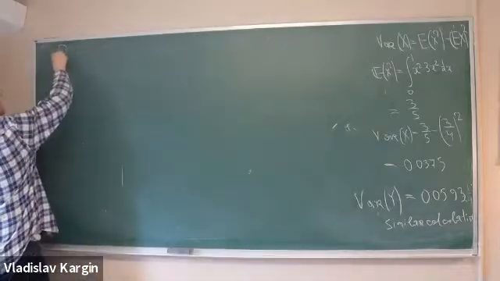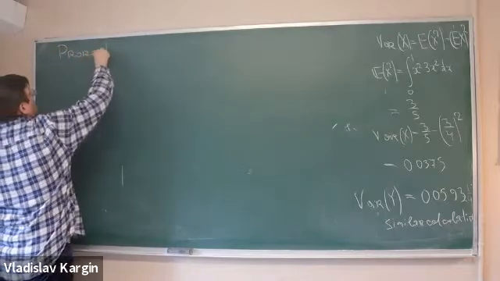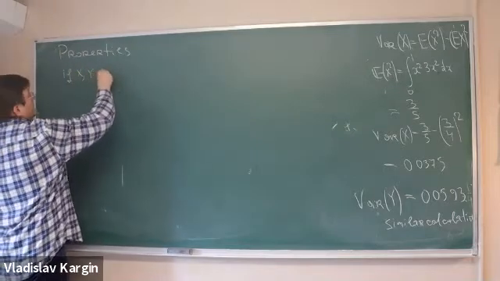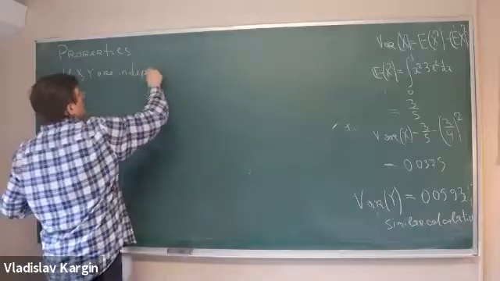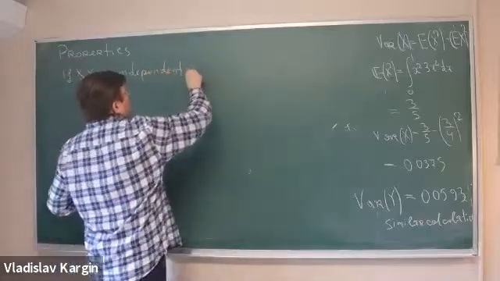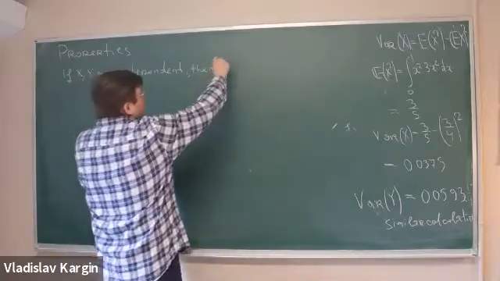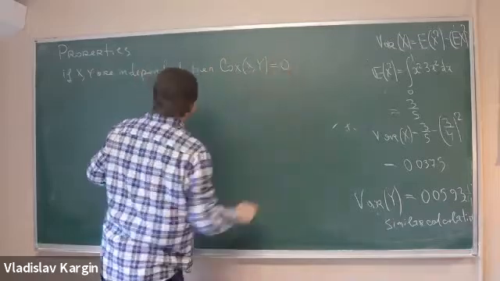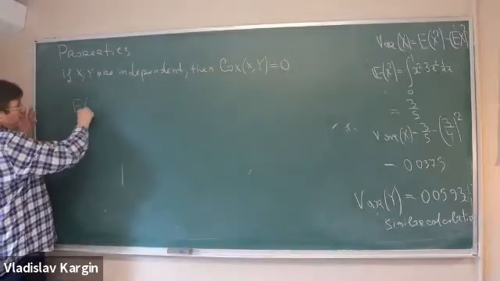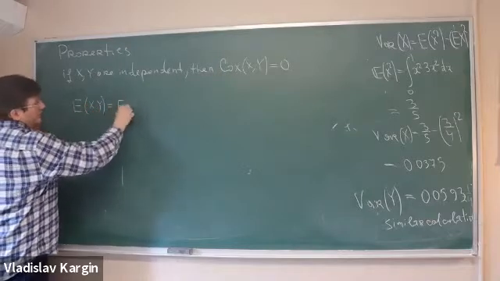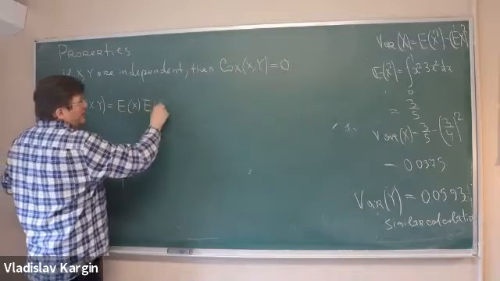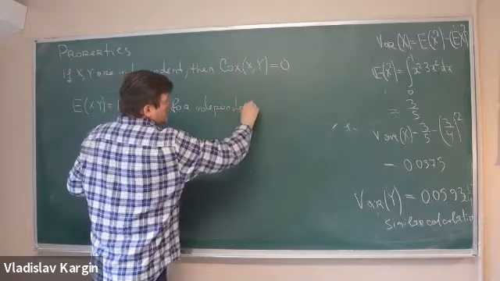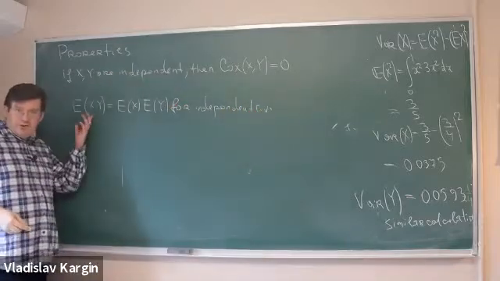So, properties. If x, y are independent, then the covariance of x, y is equal to 0, because E of xy is equal to E of x times E of y for independent variables. So you know that an even stronger property holds, right?